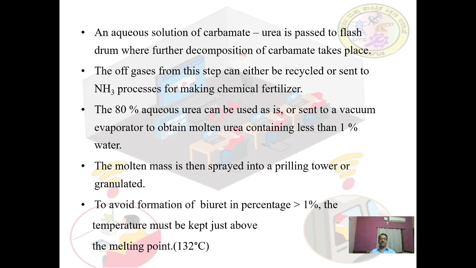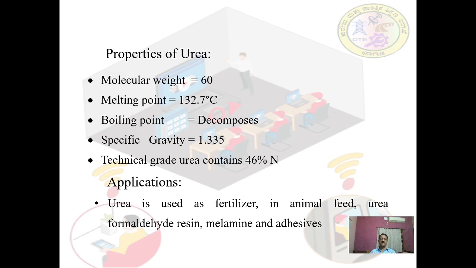To avoid the formation of biuret in percentage more than 1%, the temperature must be kept just above the melting point of urea, that is 132 degrees Celsius. That is the process taking place in the production of urea by the total recycle process.